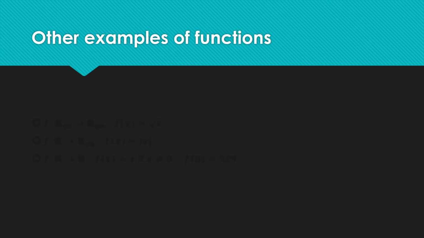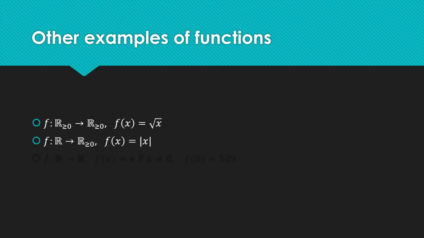Here we have some other examples of functions. The first one here is defined from the non-negative real numbers to the non-negative real numbers and maps x to its square root. The second one here maps real numbers to non-negative real numbers and maps x to its absolute value, which is what you get by removing the plus or minus sign in front.